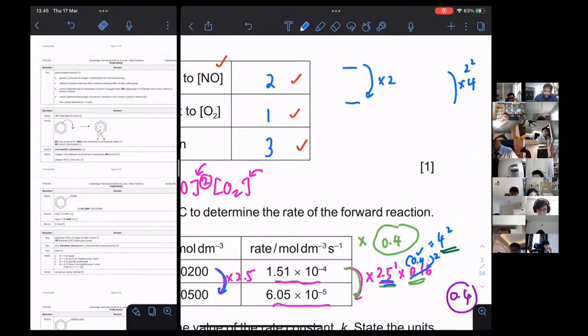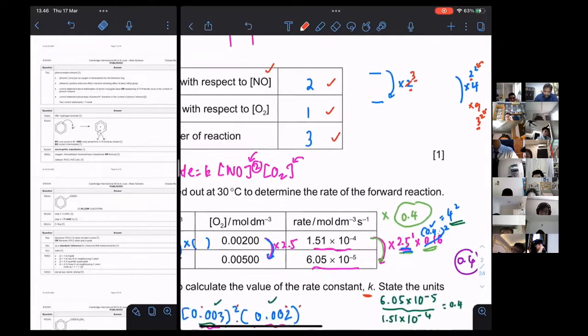Now, what happens if I times by 3? Then this one is going to be times by 9, which is 3 to the power of 2. If you can see the link, 2, 2, 3, 3. The only thing that will differentiate them is the 2 over here. The 2 over here will show you it is a second order reaction.